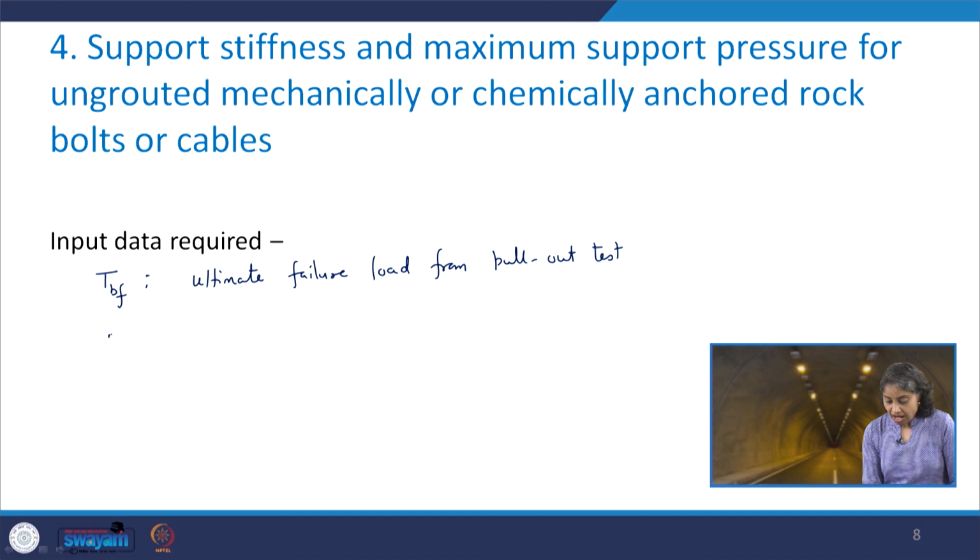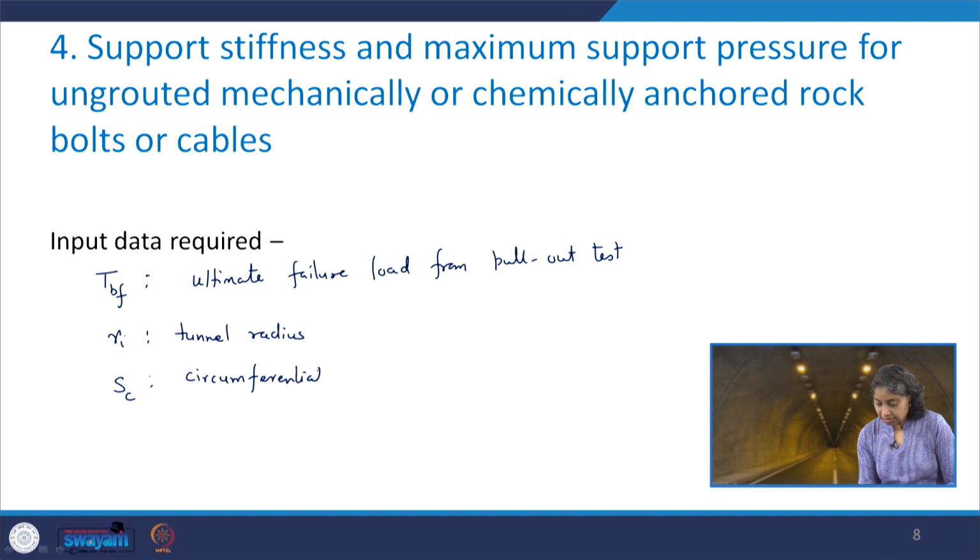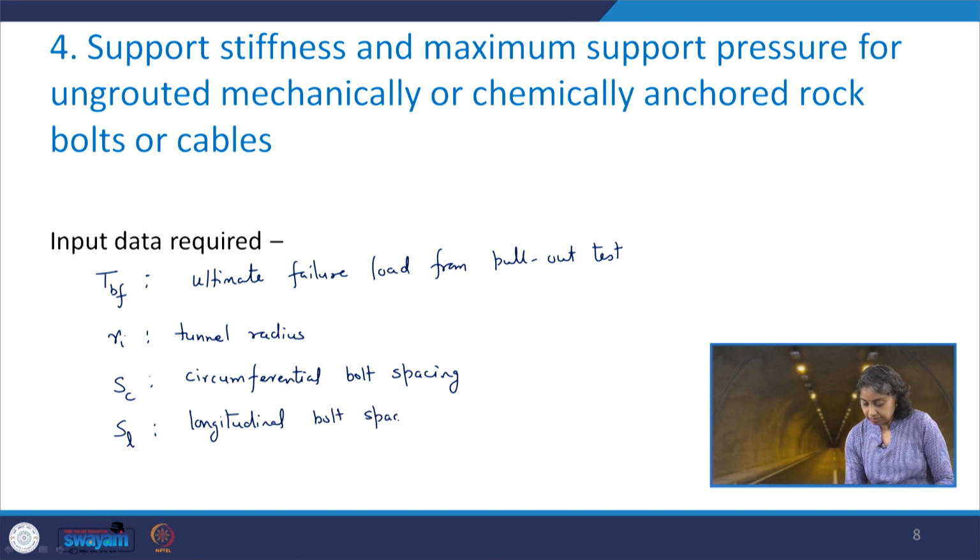Ri as usual is the tunnel radius. We have SC as the circumferential bolt spacing, and SL, that is longitudinal bolt spacing.